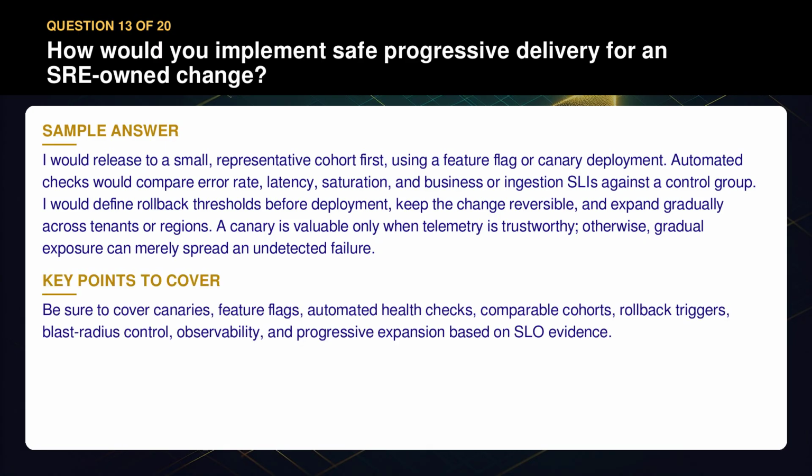Be sure to cover canaries, feature flags, automated health checks, comparable cohorts, rollback triggers, blast radius control, observability, and progressive expansion based on SLO evidence.